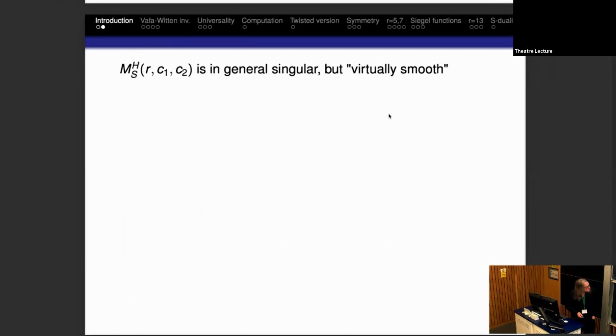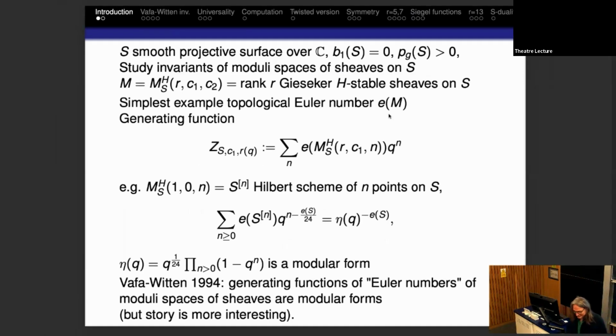This one has the, let me go back. Yeah, but the story is more interesting anyway. So it doesn't matter here, but it matters later when something is actually missing.